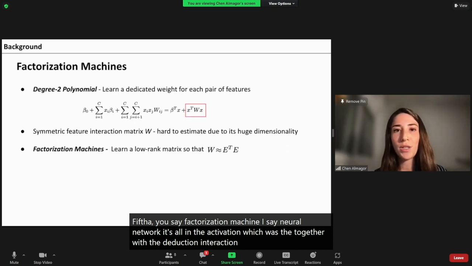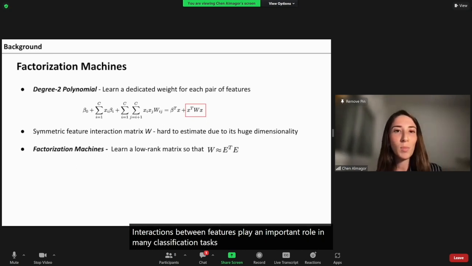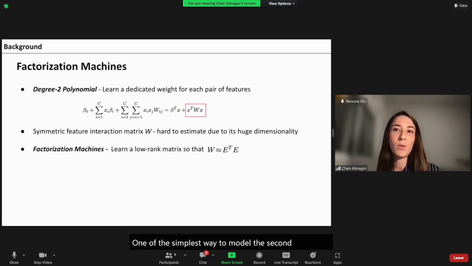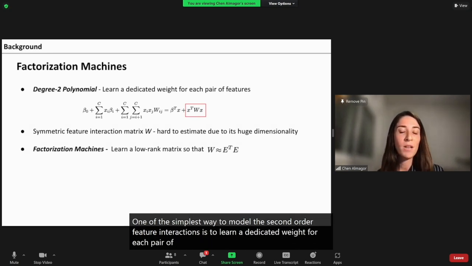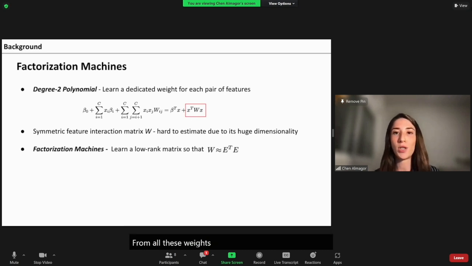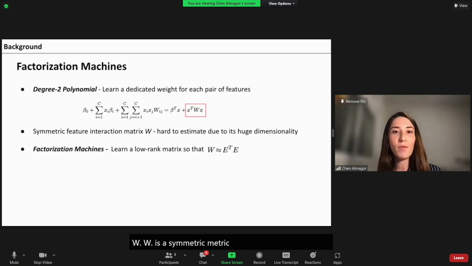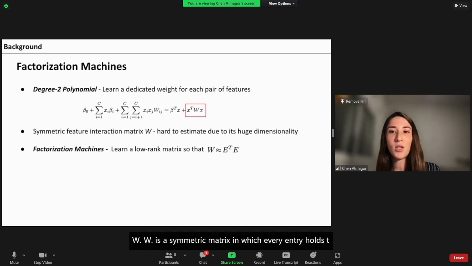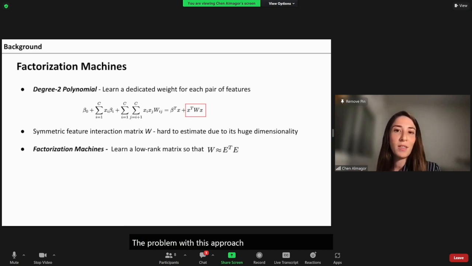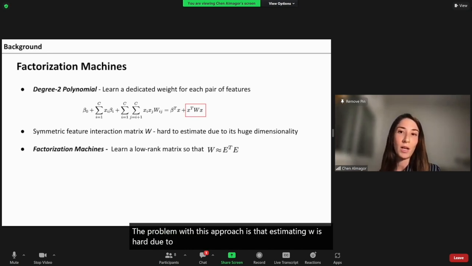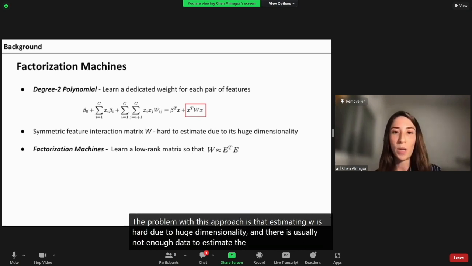Interactions between features play an important role in many classification tasks. One of the simplest ways to model the second-order feature interactions is to learn a dedicated weight for each pair of features. From all these weights, we obtain the interaction matrix W. W is a symmetric matrix in which every entry holds the weight that is learned for a pair of features. The problem with this approach is that estimating W is hard due to its huge dimensionality, and there is usually not enough data to estimate the interactions directly.